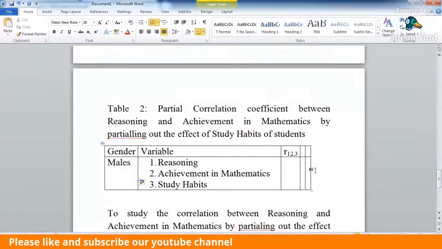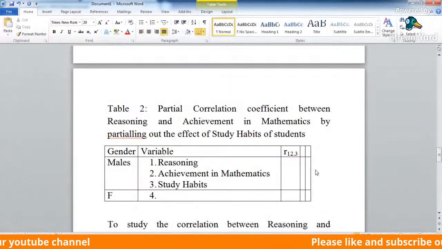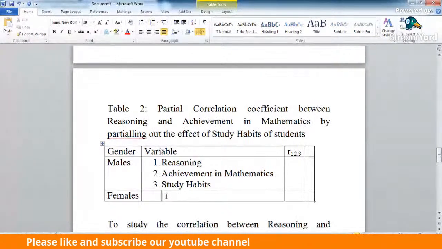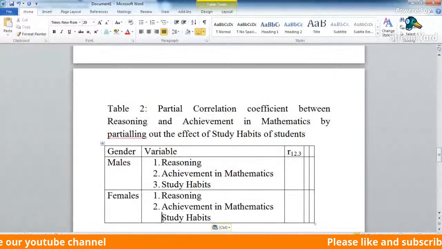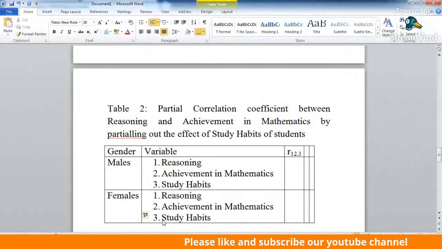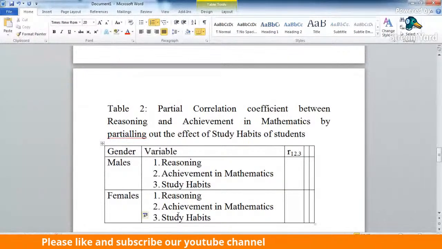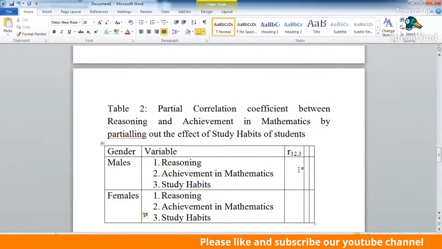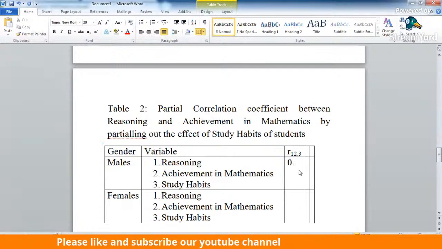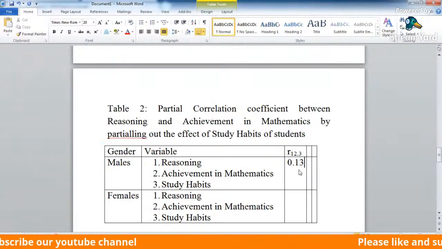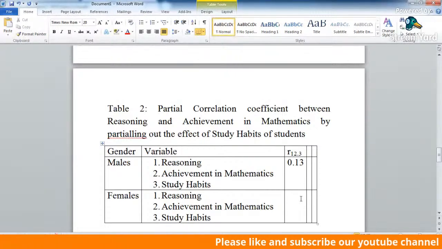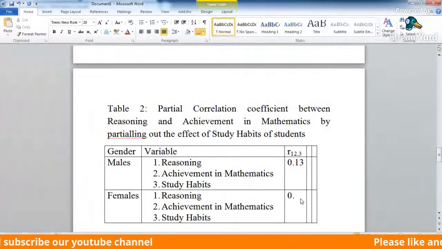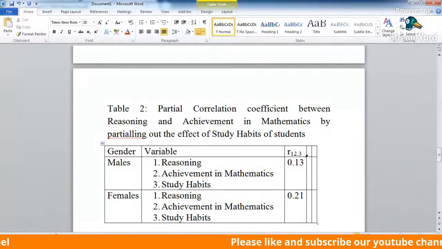Okay. Now I have to have another one for females. And now here also I have to have the same 1, 2, and this is for 3. Now the correlation value which I got, partial correlation, in case of male it was 0.126. So I can say 0.126 means 1.3. In case of females, it was 0.208. So I can say 0.21.